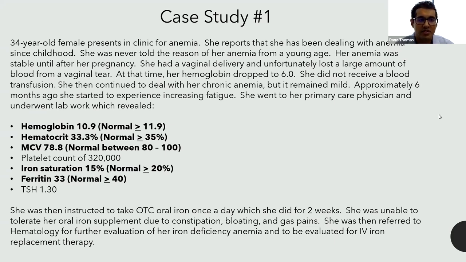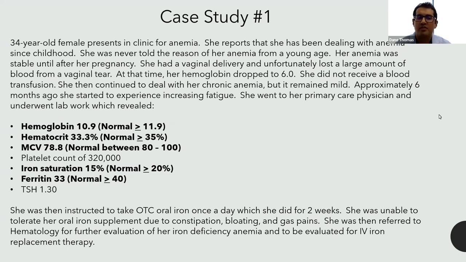Approximately 6 months ago, she started to experience increasing fatigue. She went to her primary care physician and underwent lab work, which revealed the following. Her lab values are listed here, and I'll outline the abnormal labs in bold. Her hemoglobin was measured at 10.9, which is low. Her hematocrit was also low at 33.3%. Her MCV was low at 78.8. Her iron saturation was also low at 15%. And her ferritin was suboptimal and low at 33.